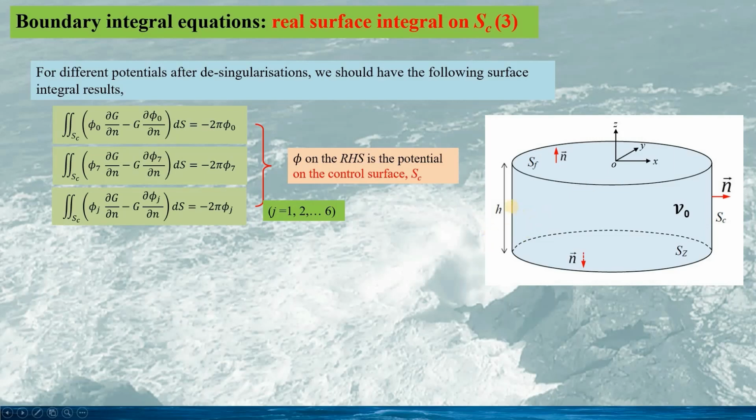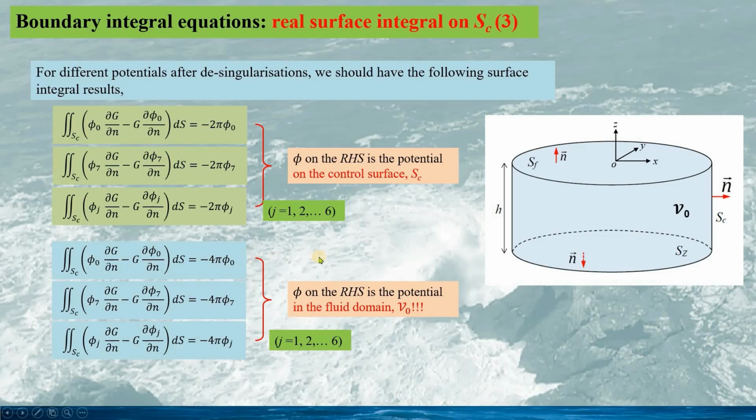The only requirement here for our problem is that SC must be chosen large enough for accommodating the body surface SB, because our purpose is to convert the surface integral on SC to the value on the body surface SB. But here we can only imagine the body surface. We list all these relations here, and we will see some interesting features for these expressions in the next slide.